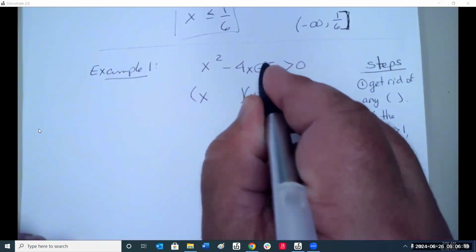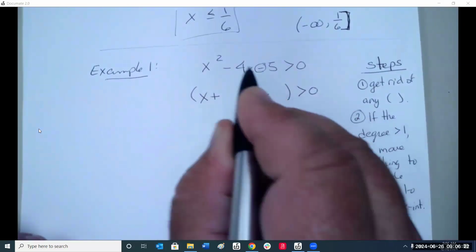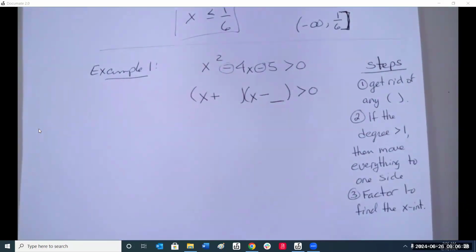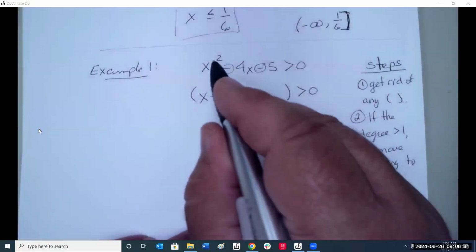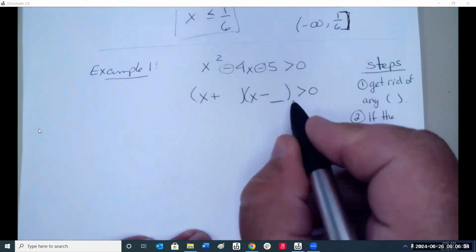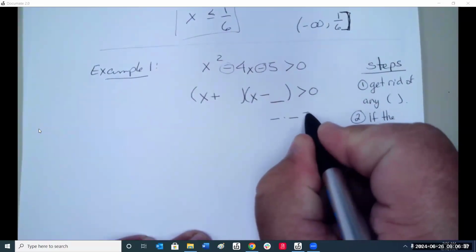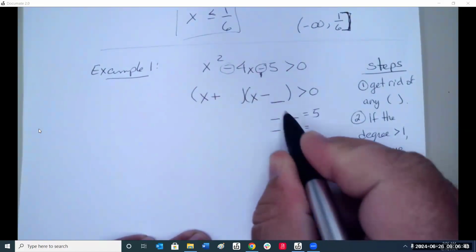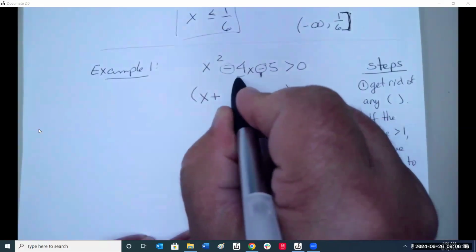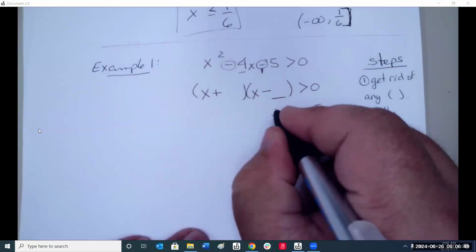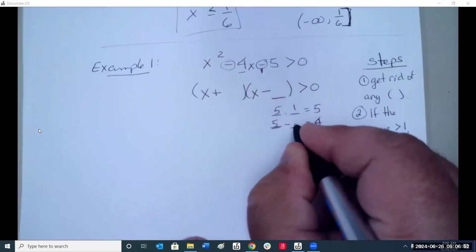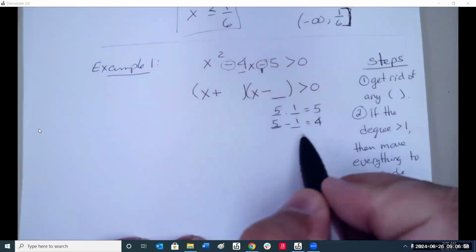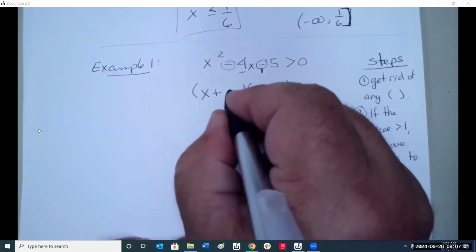Since the second sign's a minus, that means the signs are opposite. And the bigger number gets the first sign. So 1 times 5. Now we have to figure out what times what equals 5. Since the second sign's minus, if we subtract them, we get 4. Now, 5 minus 1. Remember, since the first sign is negative, the bigger number goes to the negative.